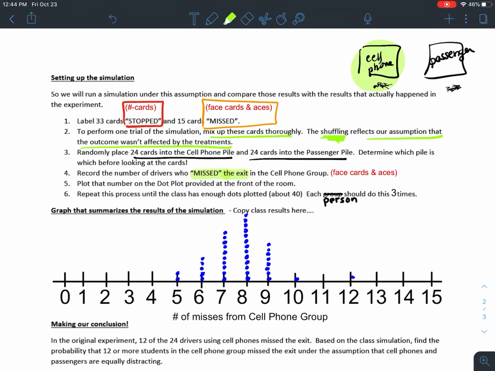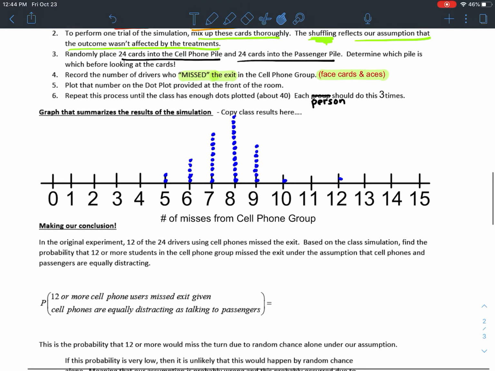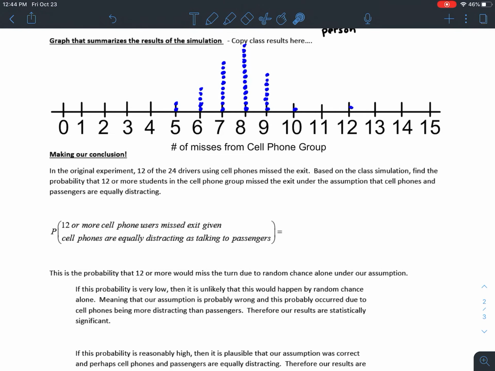So you would pick up that stack from the cell phone group and count how many face or ace cards were in there, because our faces and our aces are those drivers who are easily distracted and missed the exit. Now, this is what our results were in class. You can see that this simulation was performed 40 times. I had every student do this 3 times, and I just added some in here as well. And you'll notice here's where our dots landed.